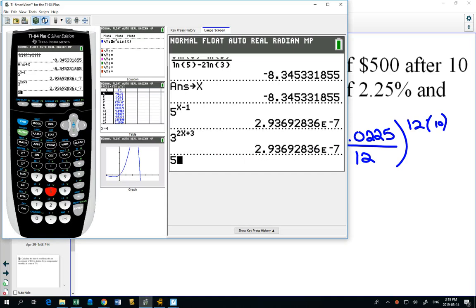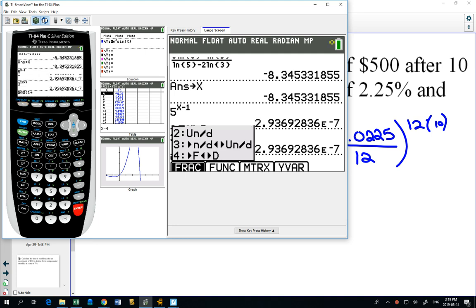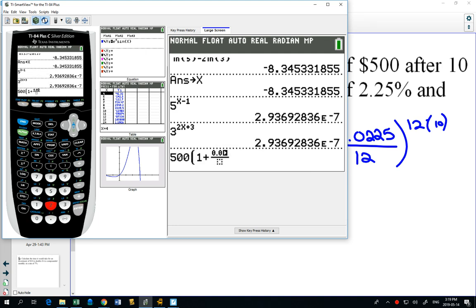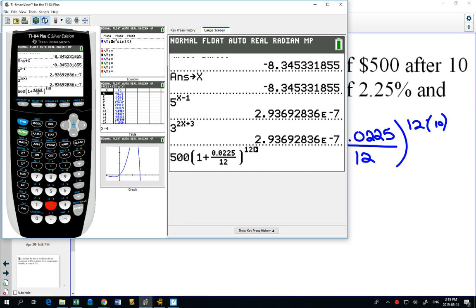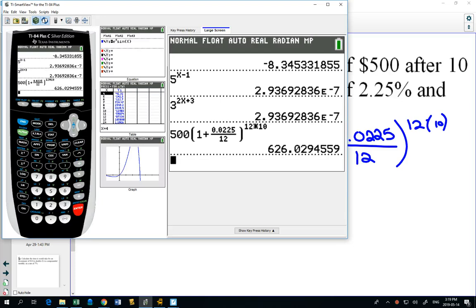So for typing this in, 500 bracket 1 plus, use the fraction button, 0.0225 divided by 12, close your bracket, to your exponent of 12 times 10. I want to make sure that you're able to get $626. So that means you had $500 and you've made $126 of interest, which is exciting.